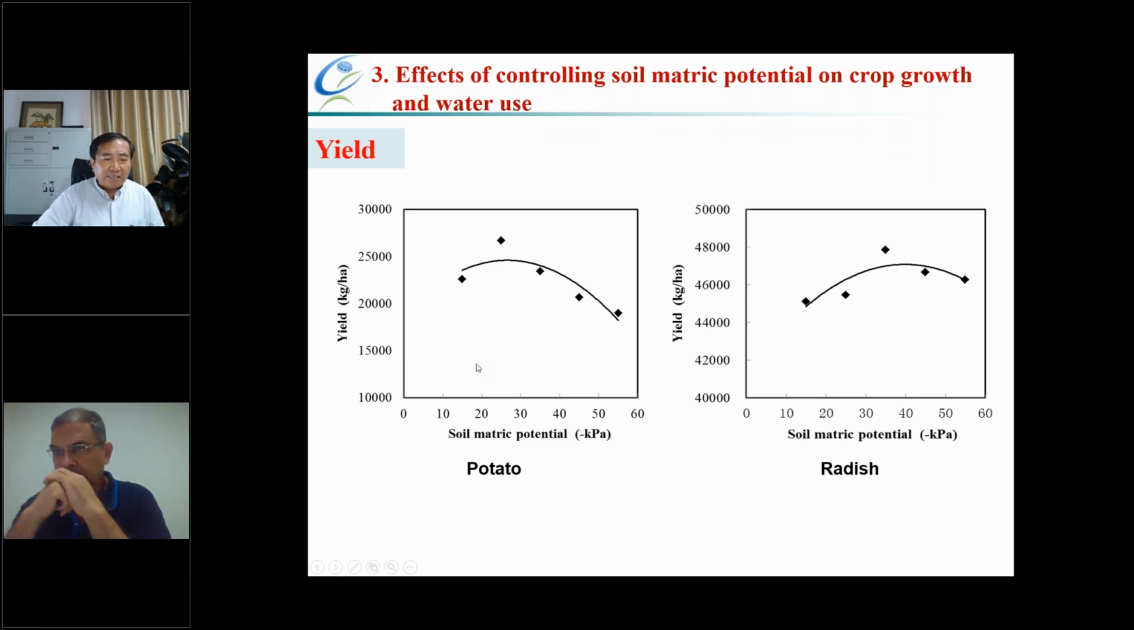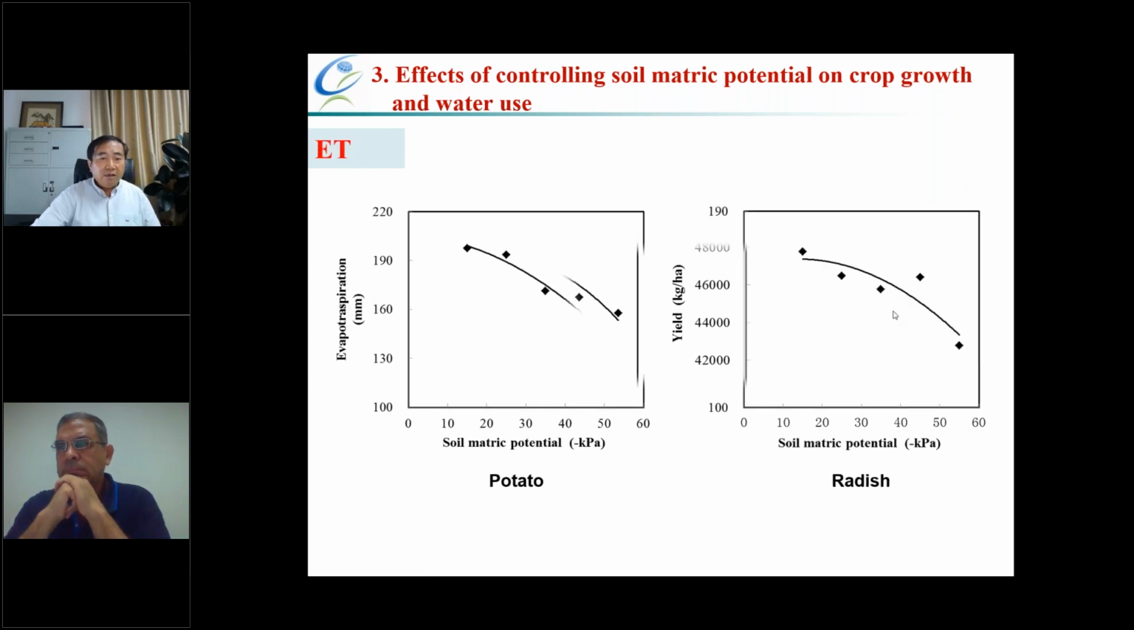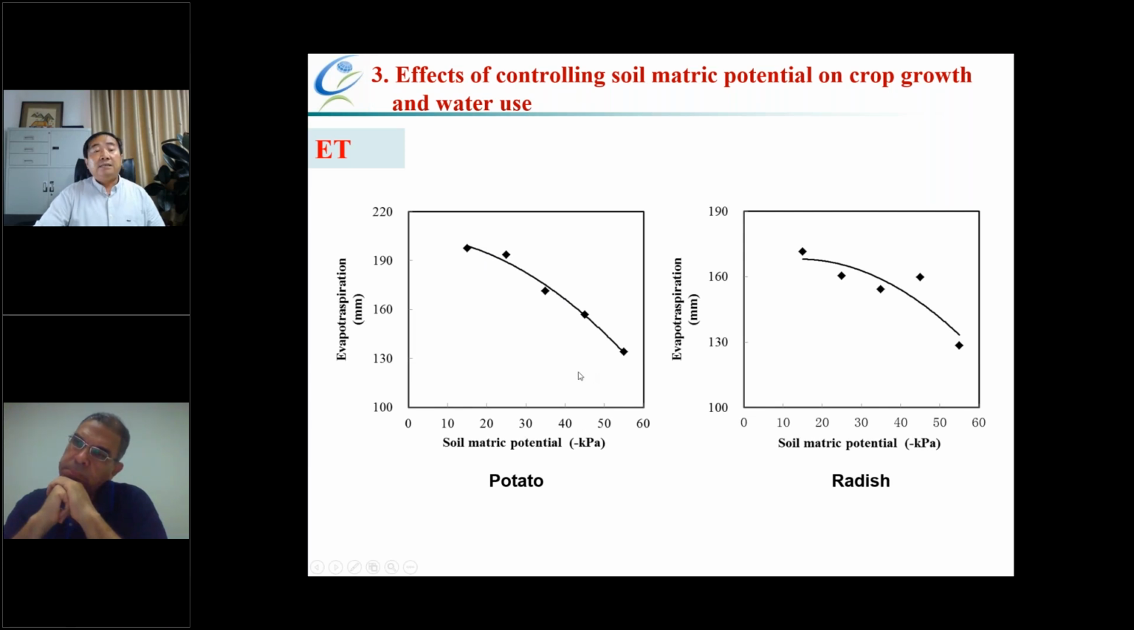We found for potato, the yield increases as the soil matrix potential decreases, and when it reaches 35 kilopascal the yield is the highest, and then it decreases; at 55 kilopascal the yield is the lowest. For radishes, the yield also increases as the soil matrix potential decreases. When it reaches about 40 kilopascal, the yield is the highest. The evapotranspiration of potatoes decreases as the soil matrix potential decreases. When it is 50 kilopascal, the evapotranspiration is the highest. Radish has the same tendency.